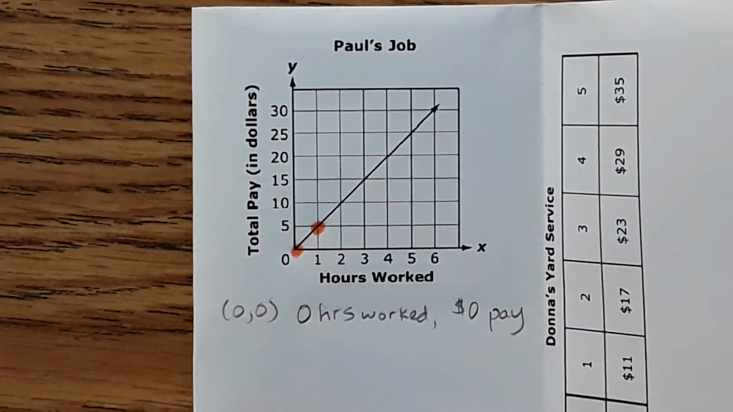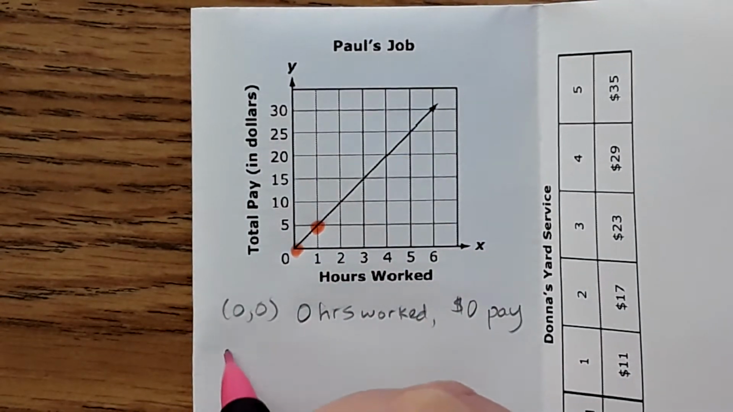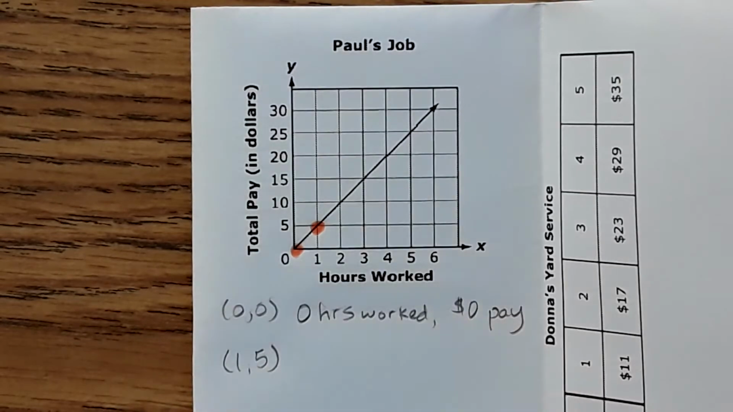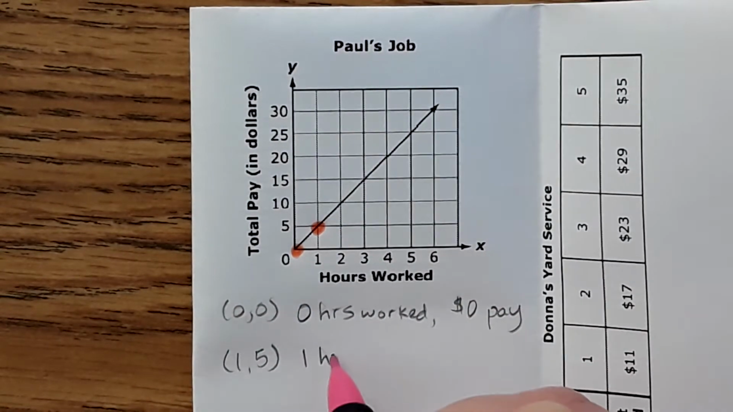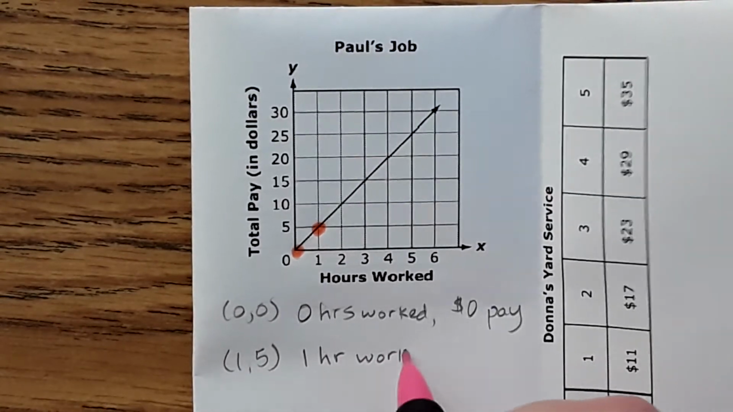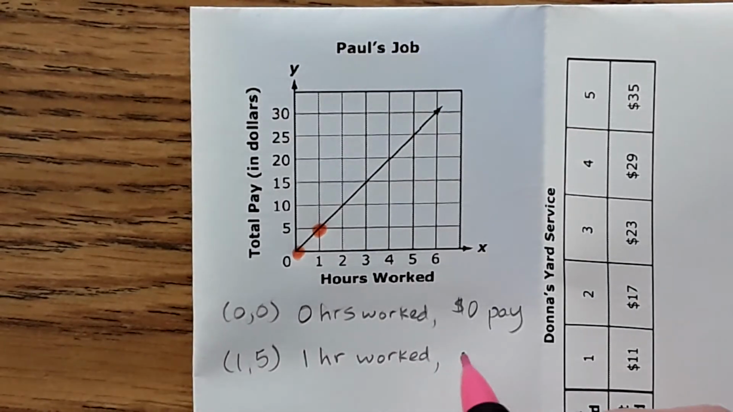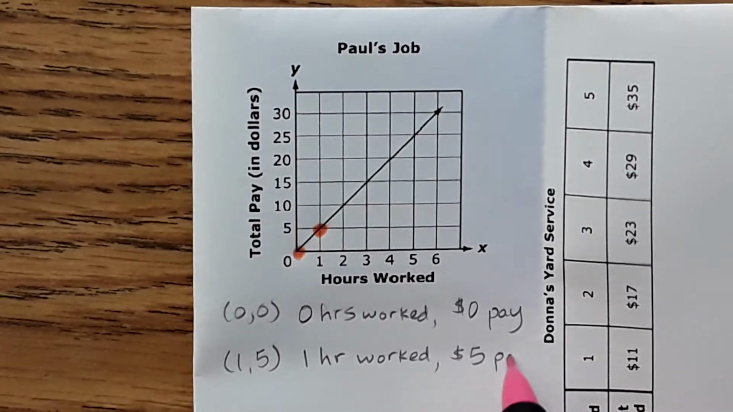My next ordered pair that I picked is 1, 5. This indicates that if you work 1 hour, you will have $5 pay.